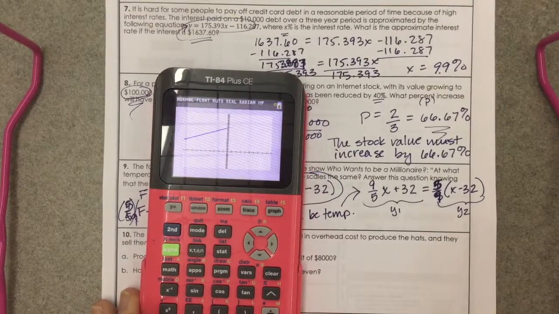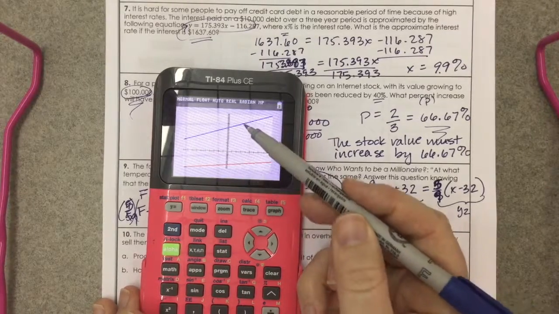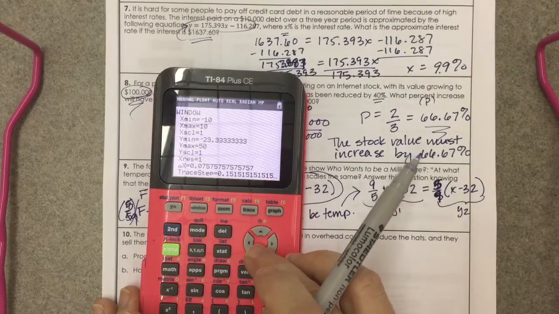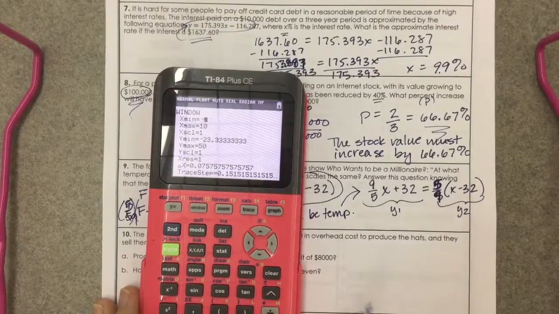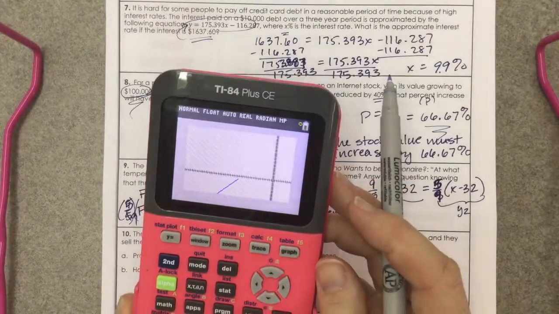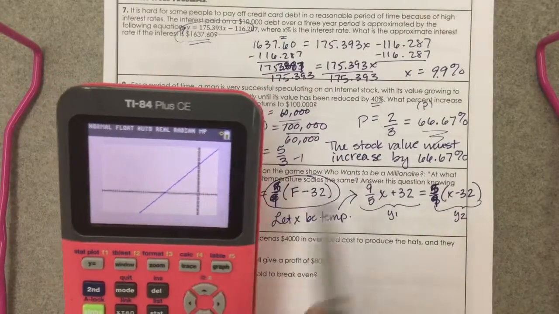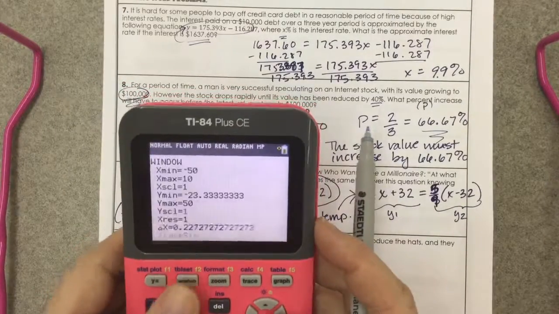And what that does is creates a graph such that I will be able to see both of them. It looks like, however, I'm going to need to extend my X minimum. I'm going to extend it to -50. Okay, so this first one, that's my Fahrenheit graph. The second one is my Celsius graph.